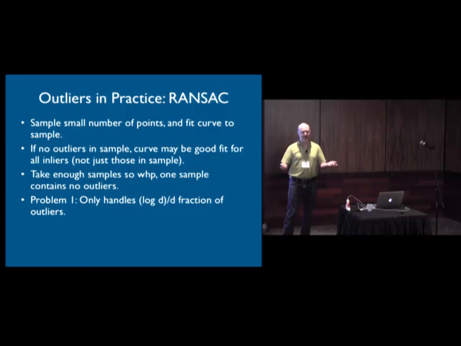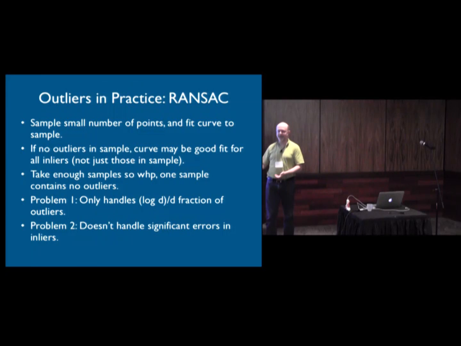So this has a couple of problems. The first problem is that it handles just about log d over d fraction of outliers. So either the degree d has to be quite small or else you just have a small fraction of outliers. And the second problem is that it doesn't handle significant error in the inliers. So even if your sample point is good, just fitting a curve to those points may be bad for other inliers.